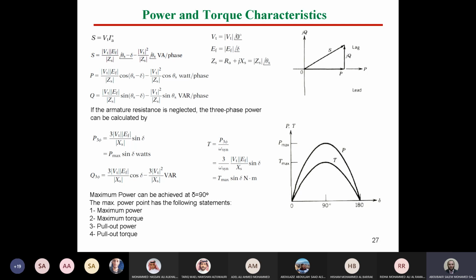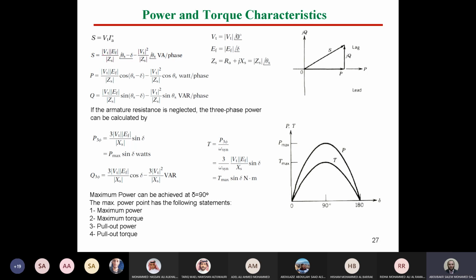Regarding the power and torque, this is the final part of today. Regarding the power and torque characteristic of the synchronous machine, we can start the revision of power from scratch. You know S equals V multiplied by I conjugate. This is in per unit, or per phase, so we will not multiply by 3. However, for 3 phase you should multiply here by 3. But let us now make the revision based on per phase calculation.